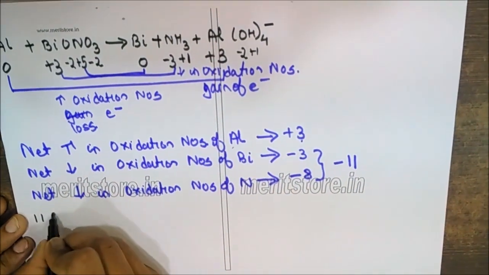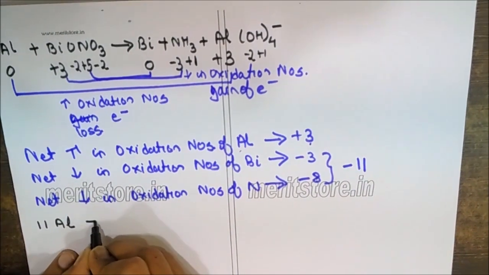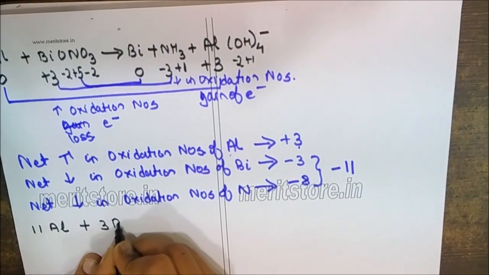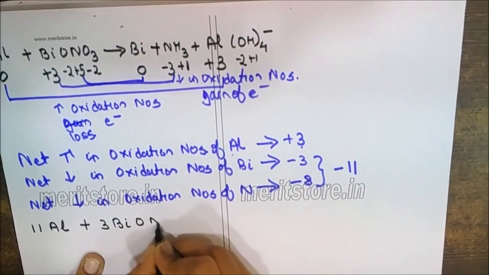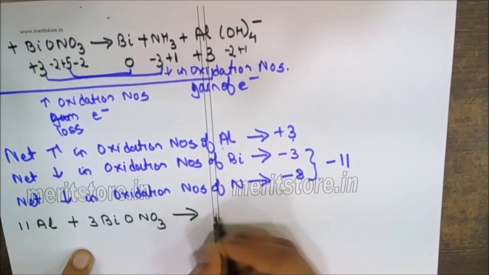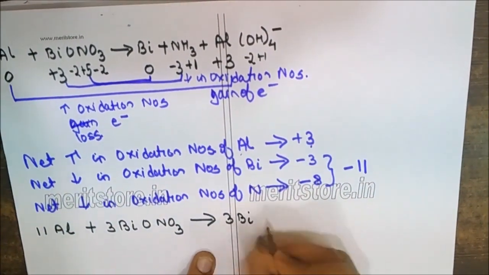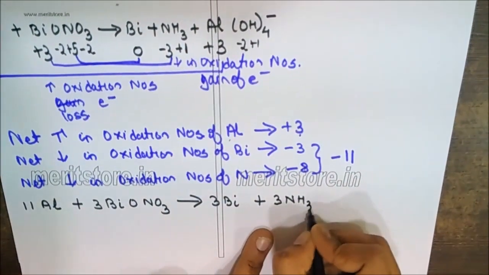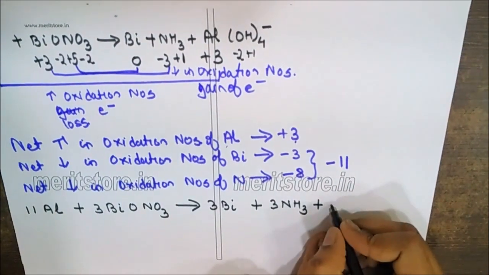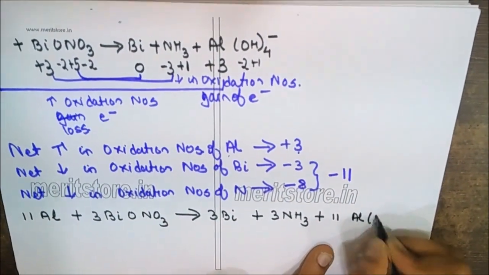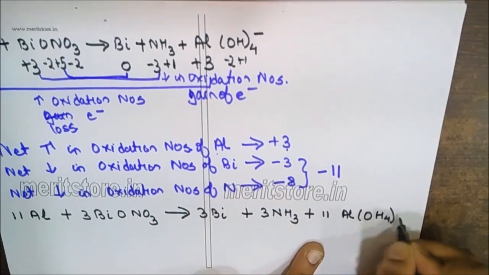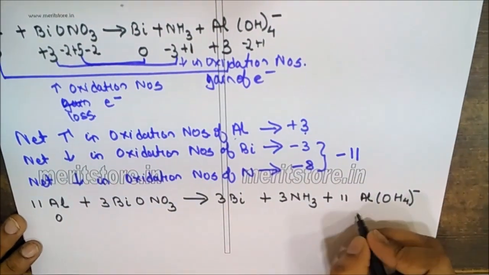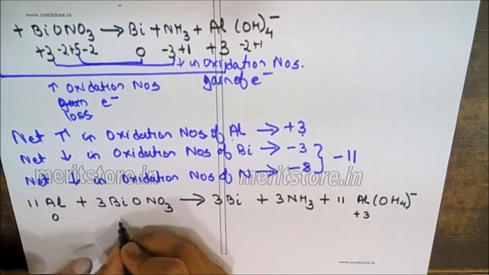So Al I am multiplying by 11. So this becomes 11 Al. I said Bi and N we will have to multiply by 3. So this will become 3 BiONO3. Again 3 here, 3 Bi. N also we are multiplying by 3, 3 NH3. Al I said we are multiplying by 11, so 11 Al(OH)4 raised to minus 1. Now I'm only writing down the oxidation number of those atoms which have undergone increase or decrease.